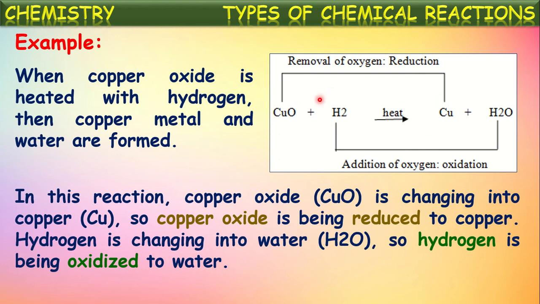If you see in terms of hydrogen, hydrogen initially does not contain any oxygen, isn't it? So after the reaction, what is happening here? Hydrogen is changing into water, meaning it is added with oxygen. So the addition of oxygen we know is called oxidation. Now we can say hydrogen is oxidized to water. Hydrogen is oxidized, copper oxide is reduced.